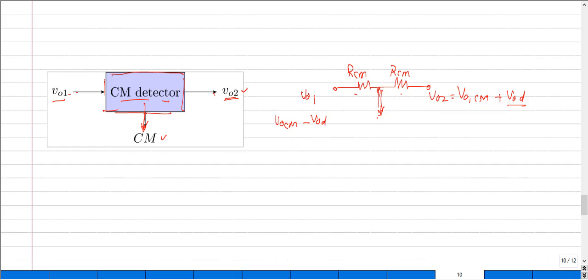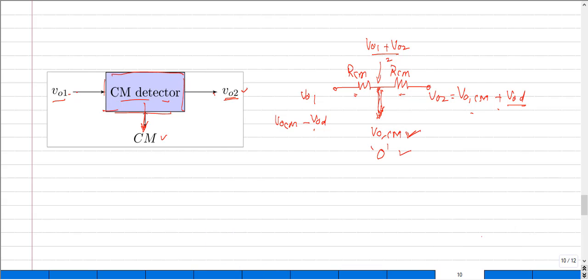Now, as we know, this node will have a value which is equal to (VO1 plus VO2) divided by 2. When we try to combine these two quantities, the output of this node will be exactly equal to VOCM, right? So that is what we would end up with. And the differential mode component would step down to 0 in this case.